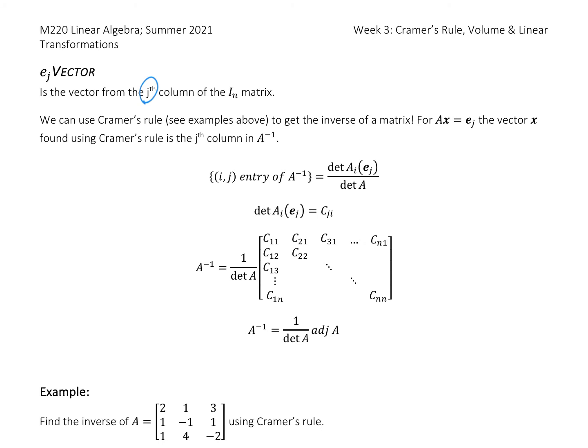So the downside to this is if I have a lot of entries in my matrix, I have to do a lot of determinants. And the larger my matrix, the more involved those determinants are. Now, it gets a little nicer because we're replacing columns with ones and zeros. So those determinants are a little bit easier to find. But here's how this is going to work.